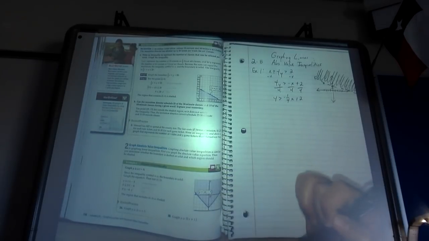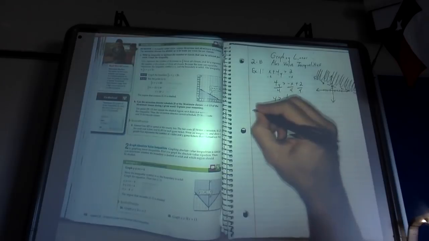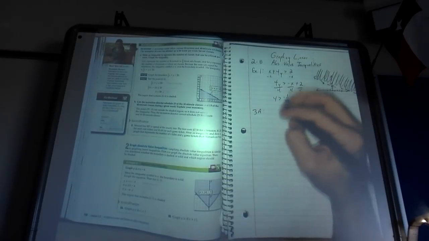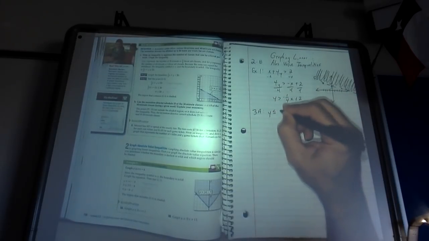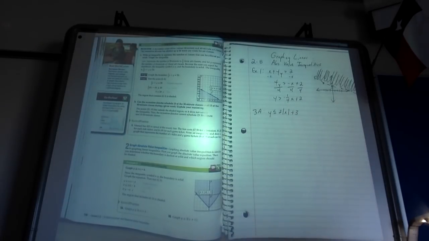That's above those lines, or greater than. I'm going to jump down where we have to do a little bit of work. Let's come down here to guided practice 3A. I've got this. It says y is less than or equal to 2 times the absolute value of x plus 3. Now that's ready for us to graph. Let's use the transformations that we've learned to do that.